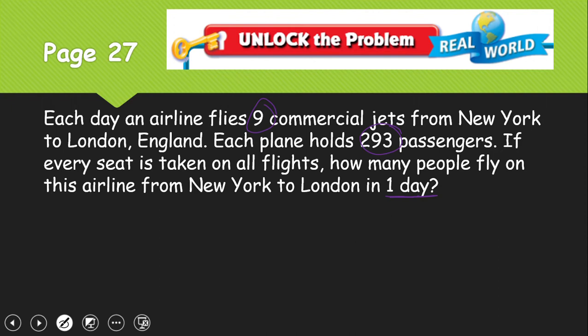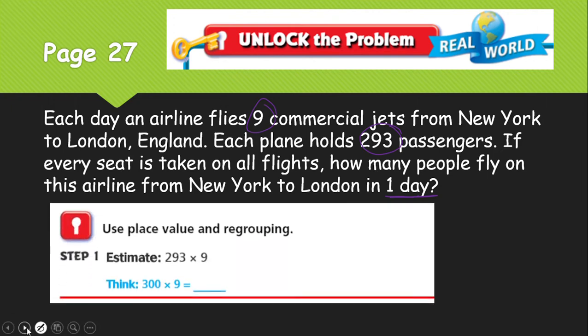So if we want to find the answer, we could do 293 plus 293 plus 293 plus 293 plus 293 plus 293 plus 293 plus 293 plus 293, which is going to take a long time. There's an easier way to do this. It is called the standard algorithm of multiplication, which is what we are going to be doing. So before you do any standard algorithm, you should estimate your answer. And I'm going to explain why estimation is super important.